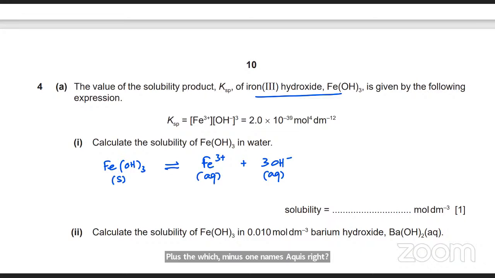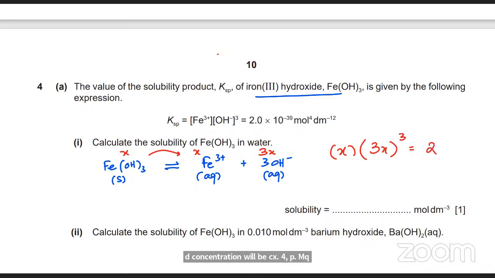So let's assume that the solubility is x mole per dm cubed. Okay, so x mole per dm cubed dissolves. So aage jaake Fe3 plus kitna banega? X banega, and this will be 3x. Is it clear? But one iron ion banega, so there will be three OH ions, right? Now, KSP value pata. So I'm just going to plug this in. Fe ions will be x mole per dm cubed, and OH ion concentration will be 3x mole per dm cubed.